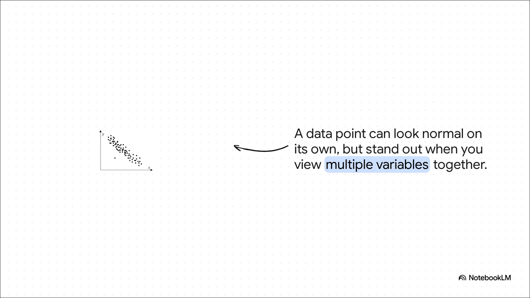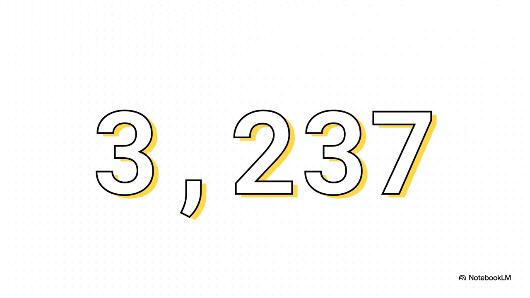serious outlier. So the researchers analyzed data from all 3,237 census areas in the province. And by searching for these complex, multivariate outliers, they could uncover these hidden patterns of disadvantage that, honestly, a simpler analysis just would have completely missed.